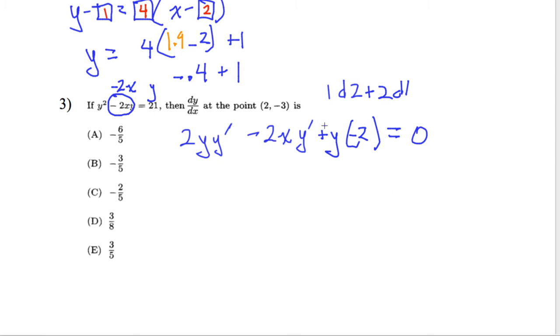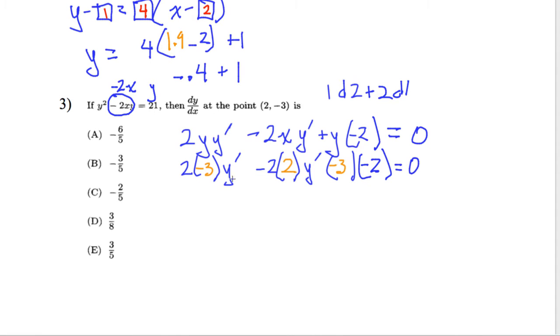All right, simplifying this stuff and immediately plugging in 2 and -3. 2 is going to be my x, so there's a 2 there. And all my y's are going to be -3. Rewriting the rest of the problem, we have 2 times that -3 times this y prime, minus 2 times this 2 times y prime, plus -3 times this -2 is equal to 0. All right, let's make sure we don't get that sign error. -6y prime, that's going to be a -4y prime plus 6 is equal to 0.